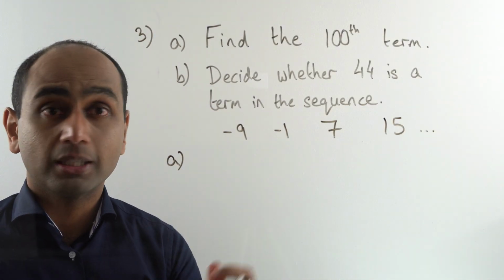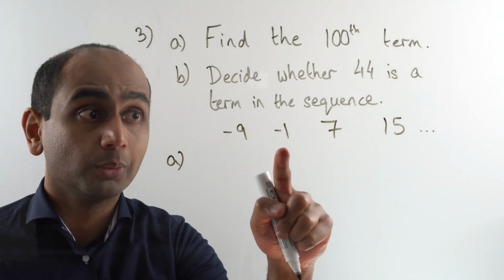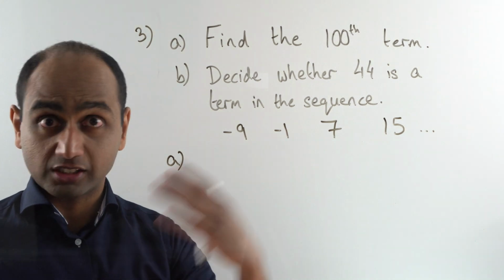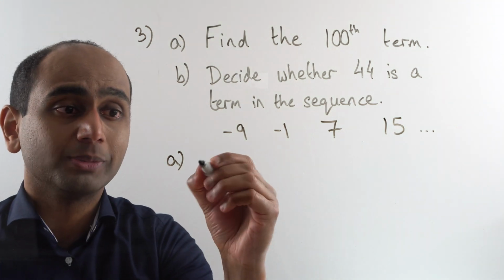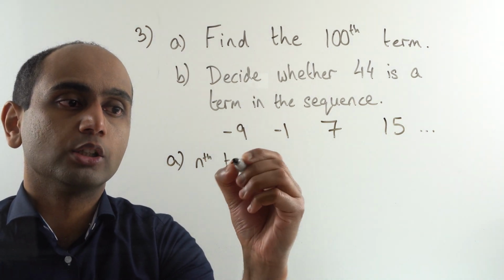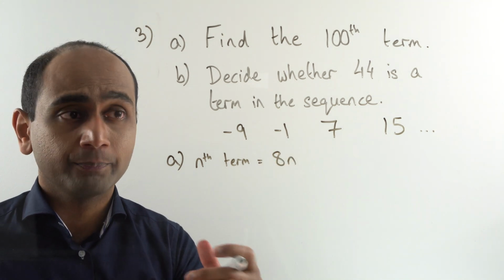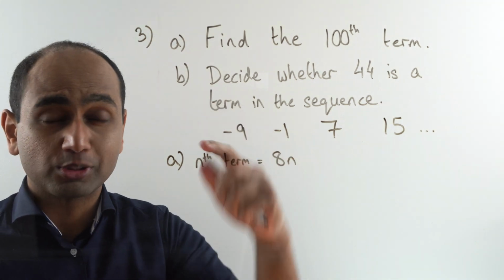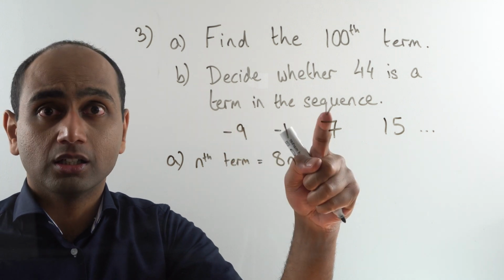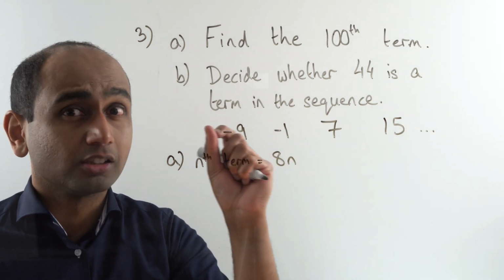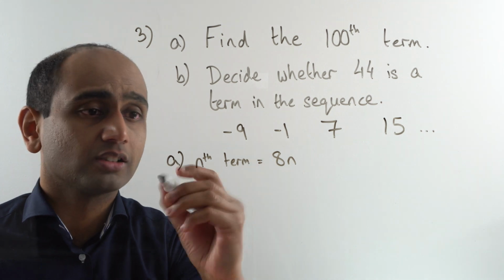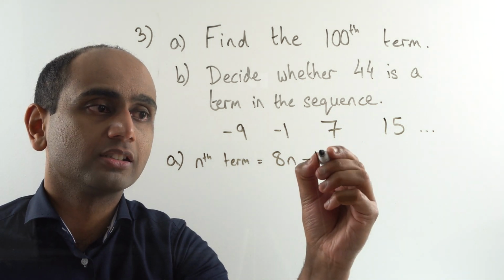Let's find the nth term first of all. This sequence is going up in steps of 8, so it's like our 8 times table, which means the nth term is going to be of the form 8n plus or minus something. And what we're actually doing to the 8 times table, 8, 16, 24 and so on, is subtracting 17. So the nth term is 8n minus 17.